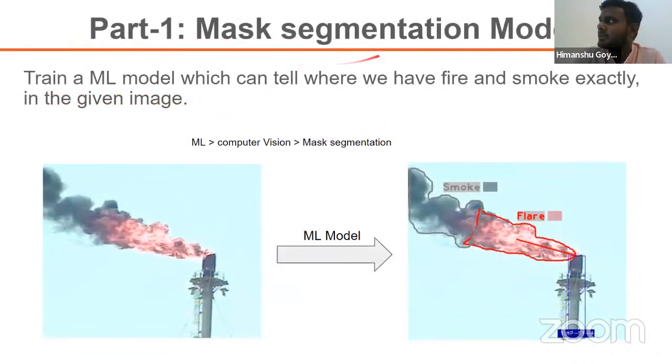The first part is basically the mask segmentation model. So if you don't know, in ML, we have computer vision. In computer vision, we have multiple kinds of problems. This one is particularly called the mask segmentation problem: given an image, can we exactly segregate the object of interest? Like in this example, we are detecting where actually the flare is, and second, where exactly the smoke is. By this, we can exactly map the area, and we can map the volume also by a conversion factor.